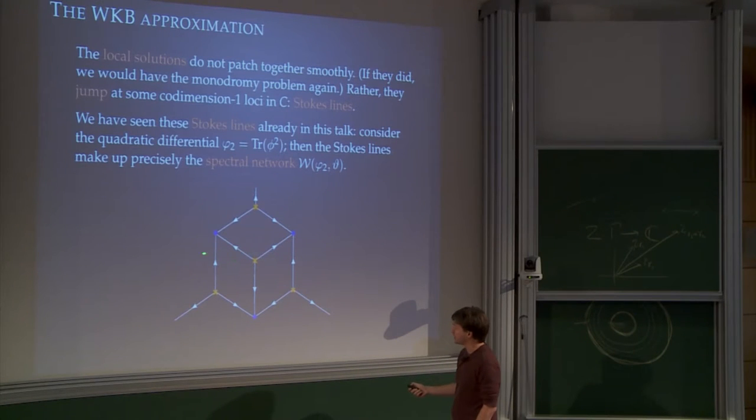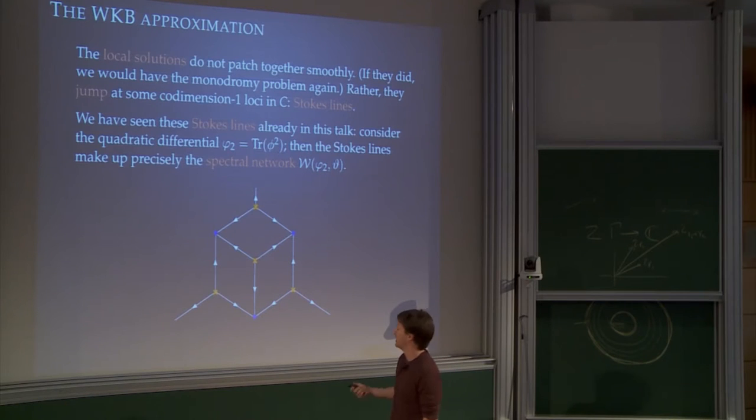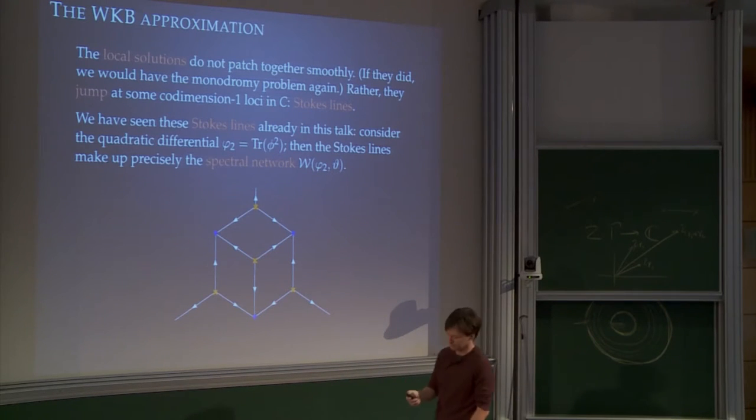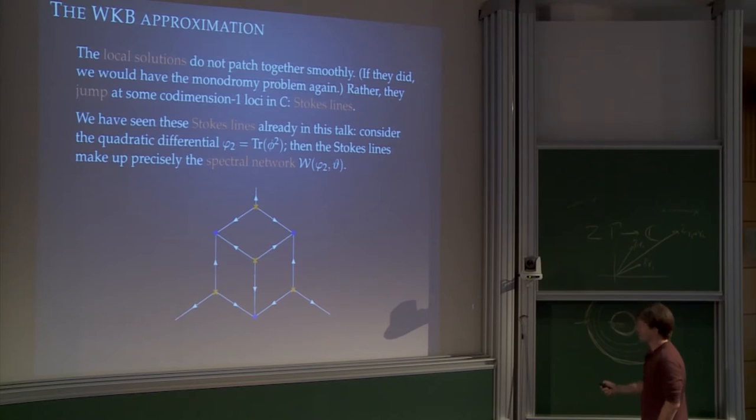And then there's some jumping, so there will be some matrix that tells you, when you cross any one of these walls, how the solutions in this domain are related to the solutions in this domain, and so on. And those are the so-called Stokes factors. Okay.